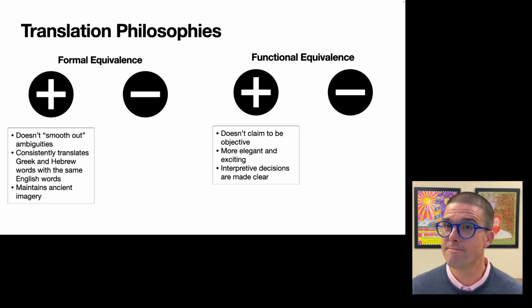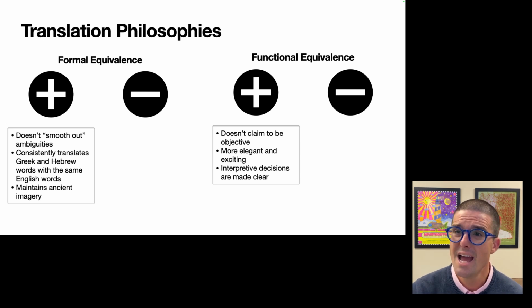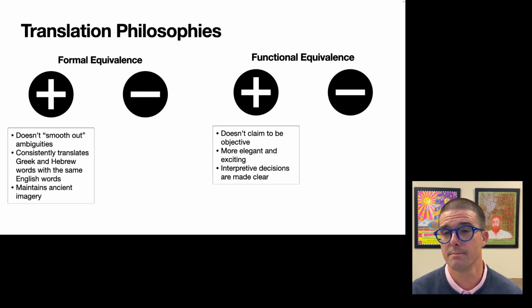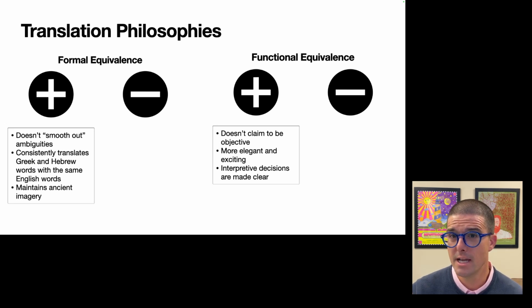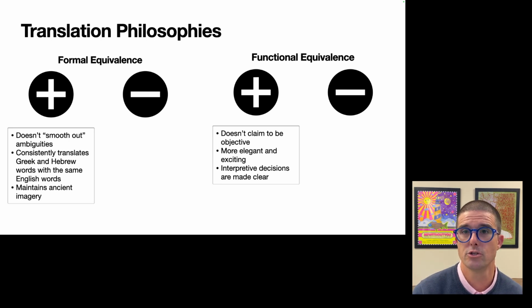On the positives of functional equivalence translations, they don't pretend to be objective. They admit from the outset that they are doing interpretation, and this gives them more artistic freedom to do things like be more elegant and exciting with their English prose and their English artistic sensibilities. Part and parcel of this is that interpretive decisions are often made very clear. In functional equivalence translations, you can often see exactly where the translation stands on a particular interpretive debate.